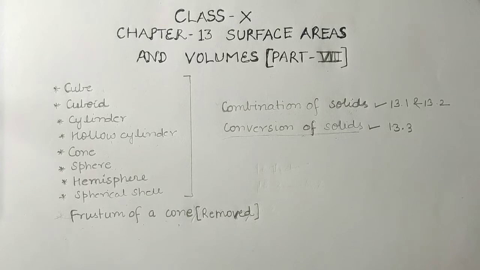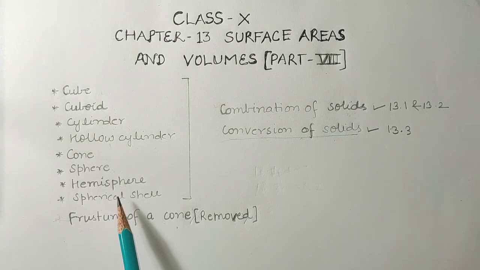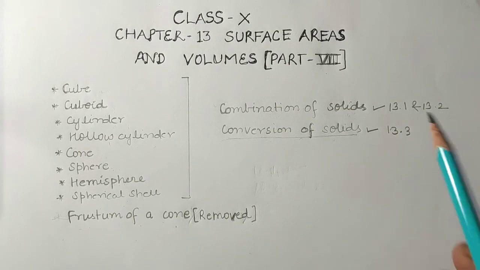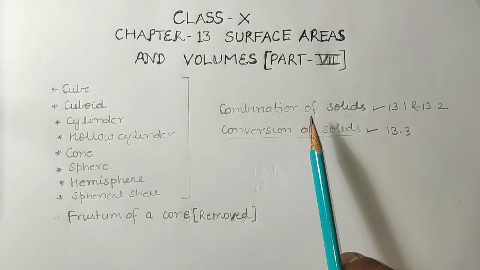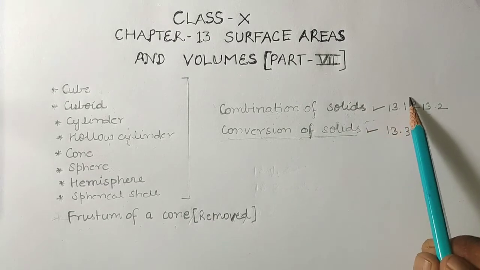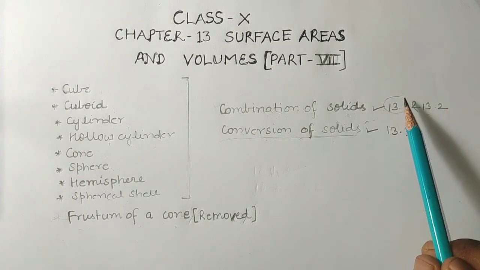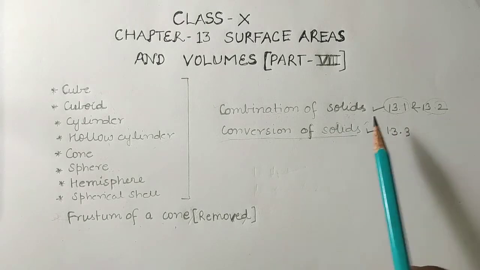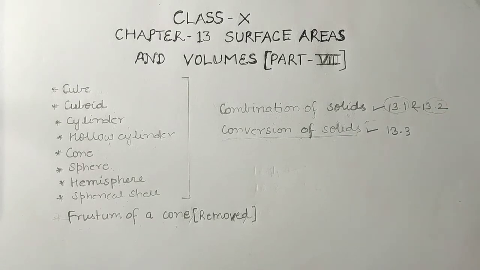Students, as I have told you, we have studied the solids cube, cuboid, cylinder, hollow cylinder, cone, sphere, hemisphere and spherical shell. We have studied all the formulae related to these solids and we have solved exercise 13.1 and 13.2. Exercise 13.1 was based upon the combination of solids, with questions related to surface areas, and 13.2 is based upon the combination of solids, where the questions were related to their volumes.